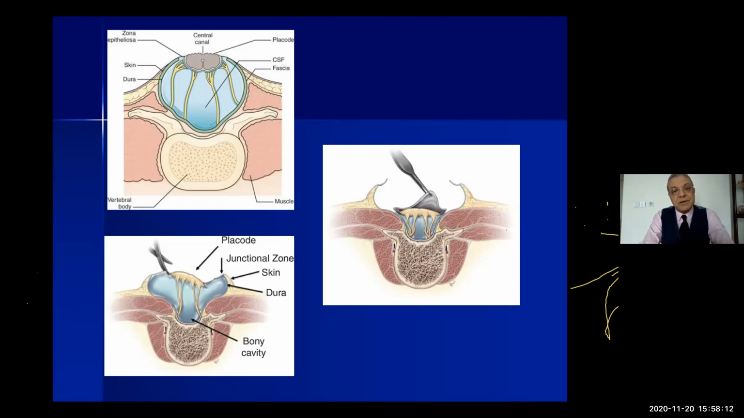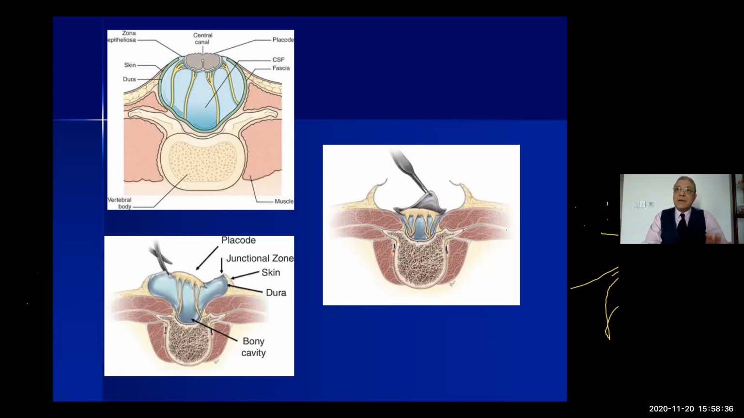So what we do here is go to the junctional zone, and we start the incision and then the dissection from within to keep the placode intact with all of the neural tissue. We have to be very careful because this is one of the, I would say, uncommon procedures, but it's a very critical procedure.